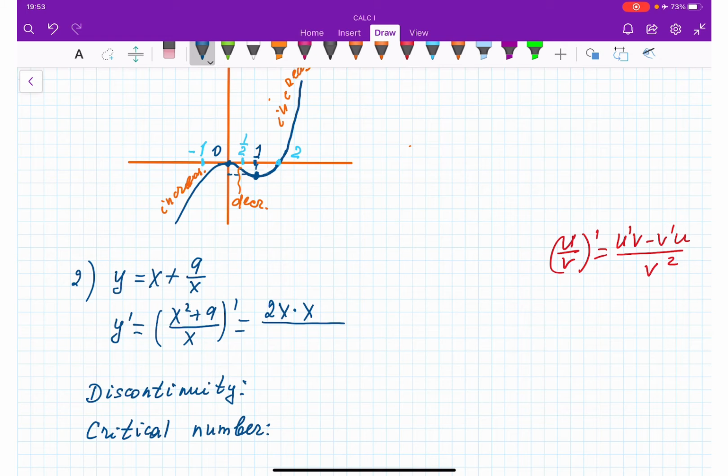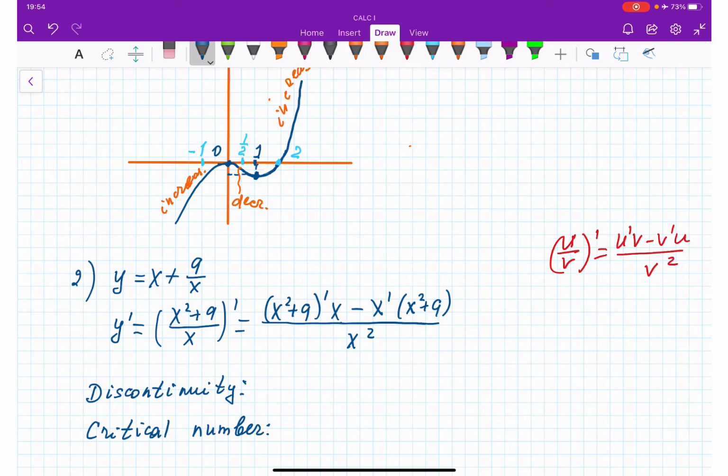Next, minus, we're going to take the derivative of x, which is going to be 1. This x is going to be 1, and multiply by, you know what, let me write it down in detail just in case. So (x squared plus 9) prime multiplied by x, minus x prime times (x squared plus 9). Okay, and divided by x squared.